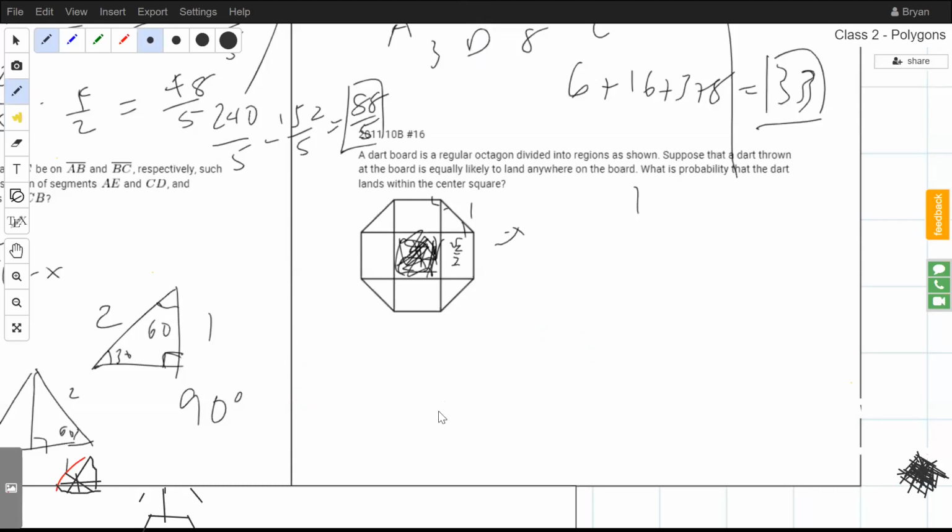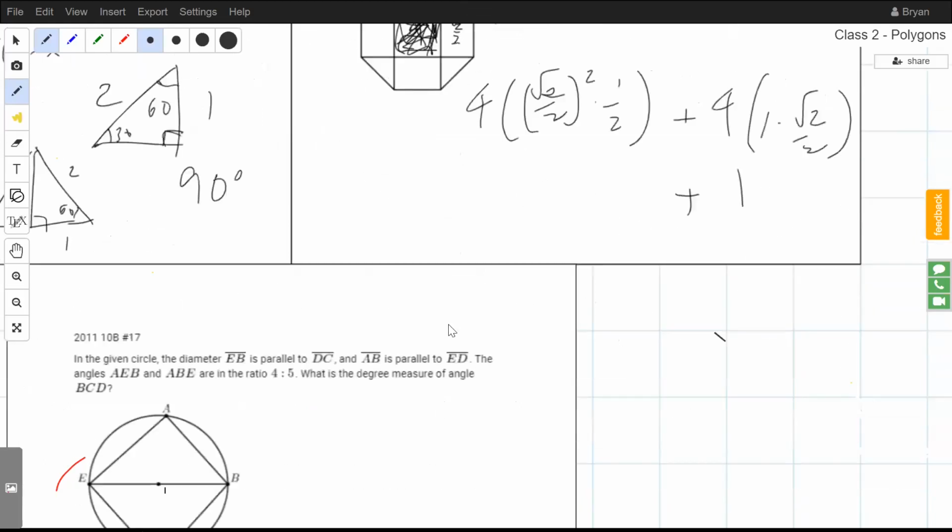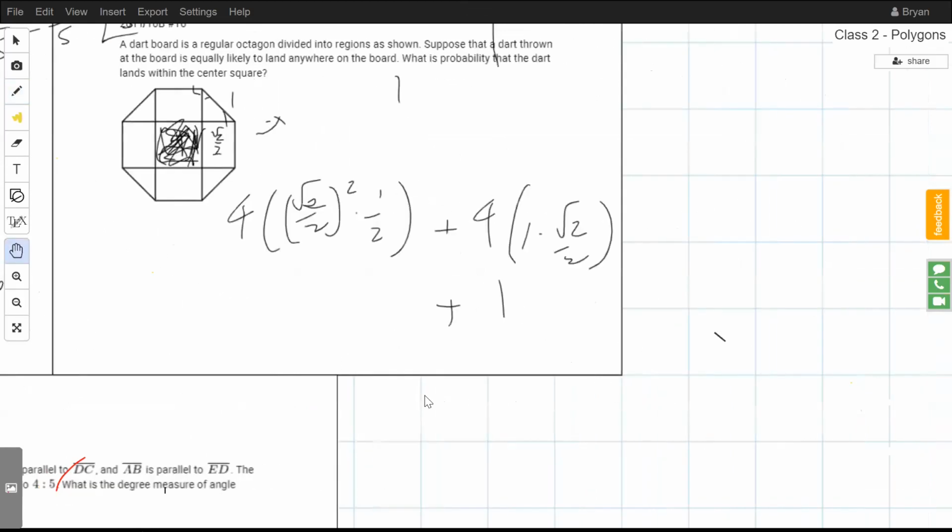Okay. From here, we can just find the area of each of the 4 triangles. It's going to be 4 times square root 2 over 2 squared times 1/2, plus 4 times the areas of rectangles, which is going to be 1 times root 2 over 2, plus 1 for the area of the square. And yes, expanding this, root 2 over 2 squared is just 1/2. I'm pretty sure. Yeah, it's 1 plus 2 root 2.